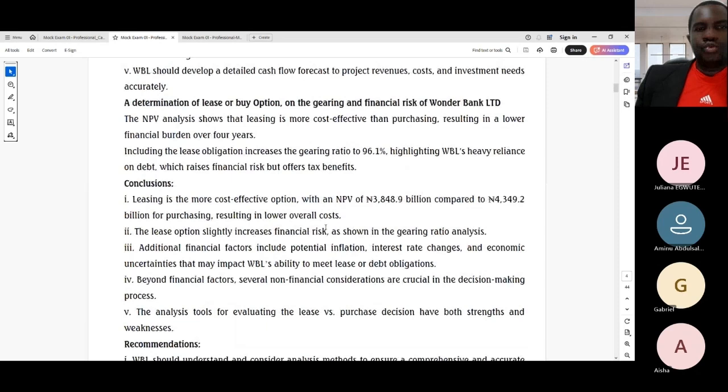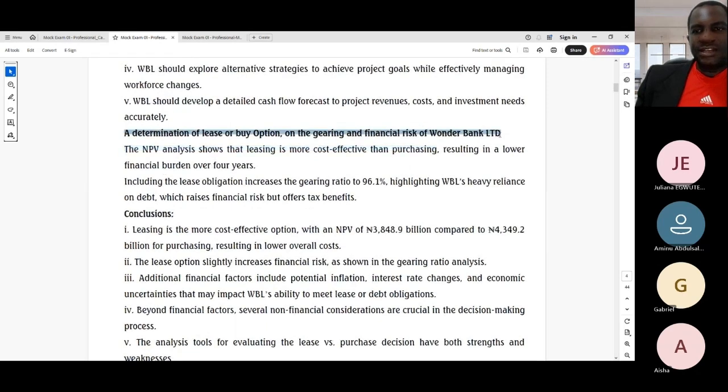Okay, so requirement 2 now, you state it verbatim. Don't say requirement 2. You're going to be marked down. So state it. I said a determination of lease or buy on the gearing and financial risk of Wonder Bank. Simple, in one line. So I talked about the NPV analysis that shows that leasing is more effective than purchasing. So I'm concluding, resulting in lower financial burden over the 4 years. I also included the gearing of 961, highlighting the bank's heavy reliance on debt, which raises financial risk but offers tax benefit. So these two conclusions are just like highlights or summaries.